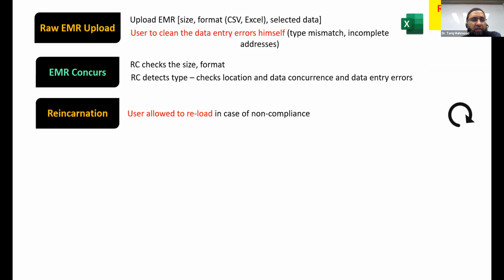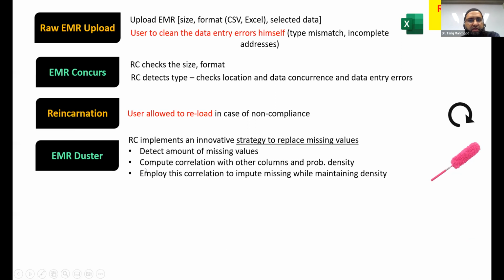When the data is uploaded, the orange color here represents the user, where the user activity is occurring, and the green is where we are dealing. The RoboClinic does everything itself. So we check the size and the format. We detect the type of the data. We also check the concurrence of the data. We check for data entry errors. If the size is not according to our requirements or the format, we send it back. If we detect data entry errors, then again we send it back, because we have an algorithm in place to detect the data entry errors or the type mismatches. If we detect something, we give it back to the user, and the user is allowed to reload the data in case of non-compliance. This will keep on happening until our requirements are satisfied.